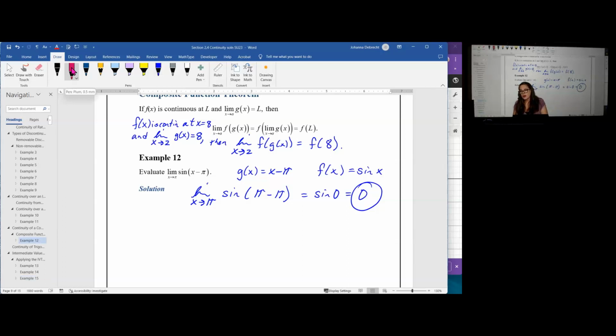I want to say one more thing about composition and continuity. This turns out to be a hugely important theorem.